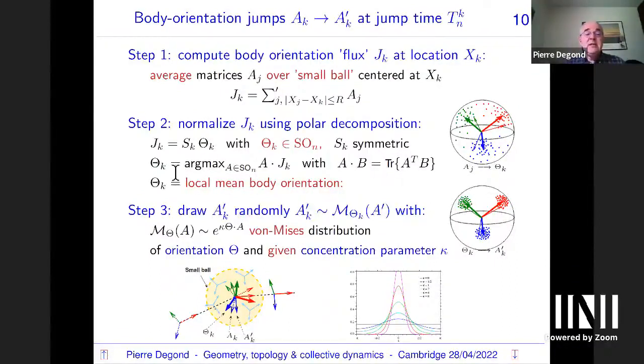So this thing, which is attached to the particle K, is going to be the local mean body orientation of the particles neighboring K. So if I'm looking at a picture, I'm looking only at the frames attached to the particles in the neighborhood of K. So all these points, the green, red, and blue points, refer to the ends of the unit vectors of the frame.